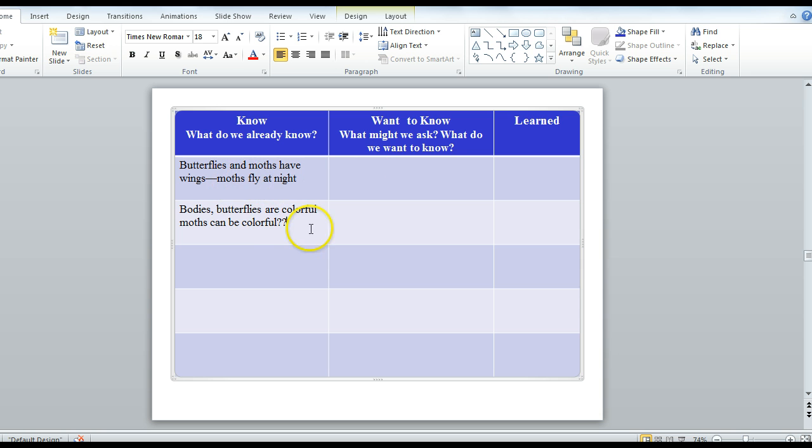And again, you can see that as a pre-reading activity, this is getting us to ask questions, because right here I'm thinking, well, I don't know. Make connections, because I'm thinking about butterflies and moths that I've seen, and make predictions. What do I want to know? I want to know if moths are colorful or not.